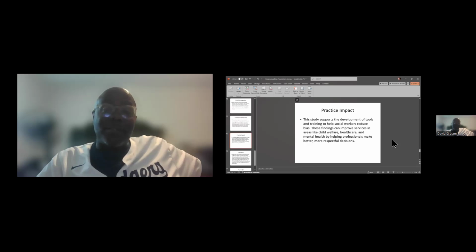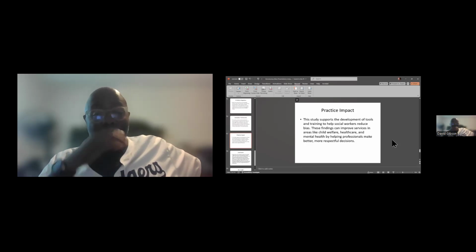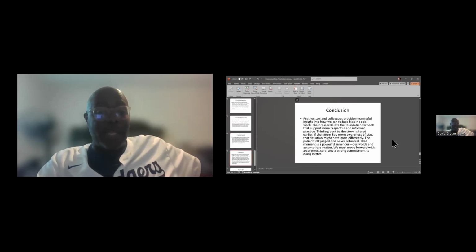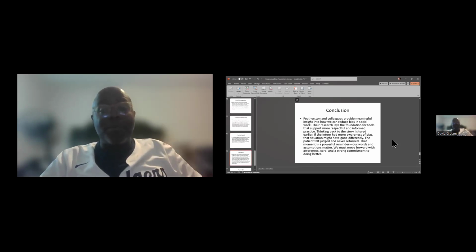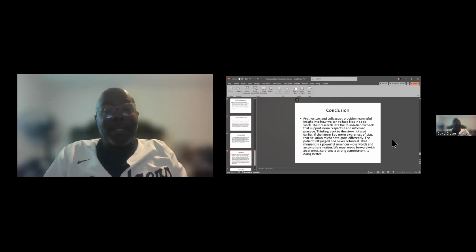On practice impact, this study supports developing tools and training to help social workers reduce bias. These findings can improve services in areas like child welfare, healthcare, and mental health by helping professionals make better and more respectful decisions. In conclusion, Featherston and colleagues provide meaningful insight into how we can reduce biases in social work. Their research lays the foundation for tools that support more respectful and informed practice.